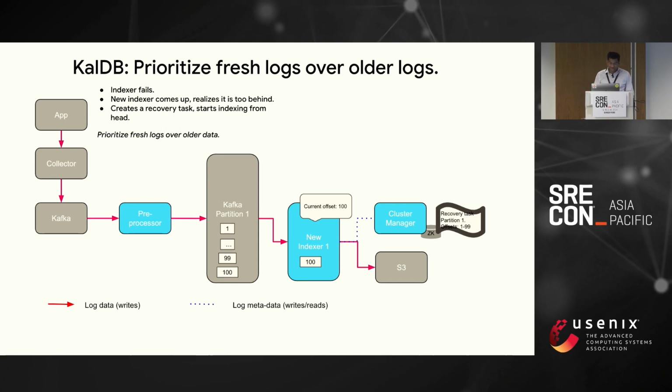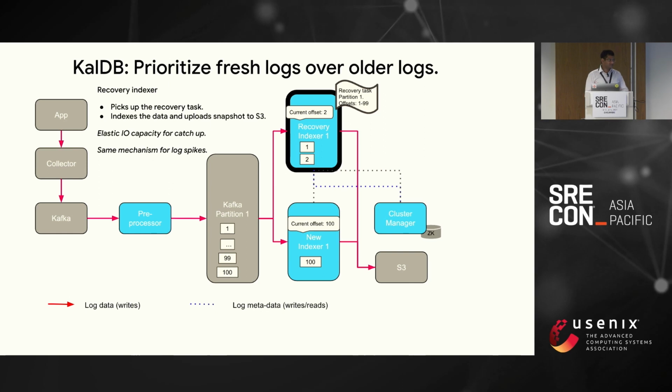And that's basically a recovery task. And what happens to this recovery task? The cluster manager spins up a recovery task indexer, which indexes from offset 1 through 99, and then it indexes that data. The recovery indexer uploads that segment to S3, and then it just goes away. So this is how the recovery indexer actually adds elastic I/O when you actually need it.